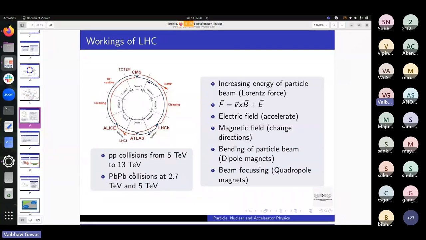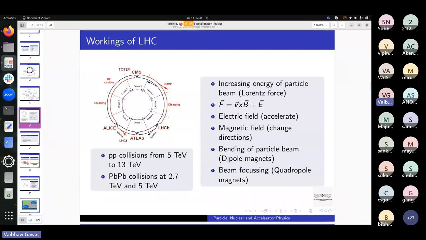Okay, so the acceleration facility itself mainly works on a very simple formula, which is the Lorentz force formula. Force is equal to q(E + v × B). So your acceleration process is entirely dependent on your electric field. Inside this synchrotron in the LHC, as well as the pre-accelerators that are involved, you have your electric field that accelerates all your proton ions and the lead ions.